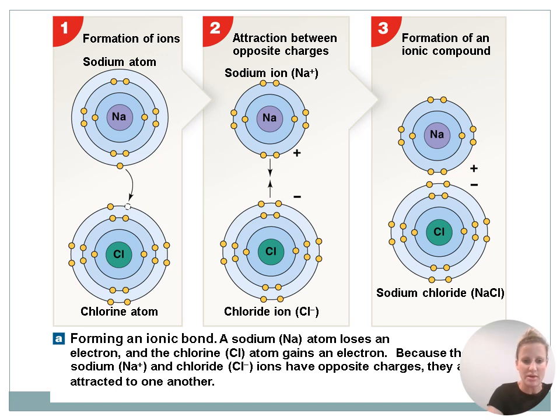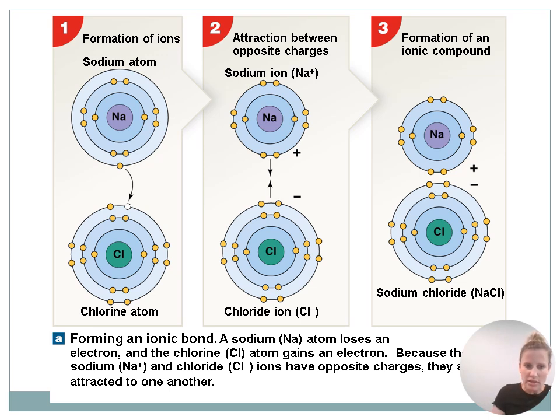And that's what you see happening. If you look at this second picture, now we have a chloride ion, right? It still has its 17 protons in the nucleus, still has its neutrons, none of that's changed. The only thing that's changed is it has gained an extra electron. So now instead of 17 electrons, it has 18 electrons.